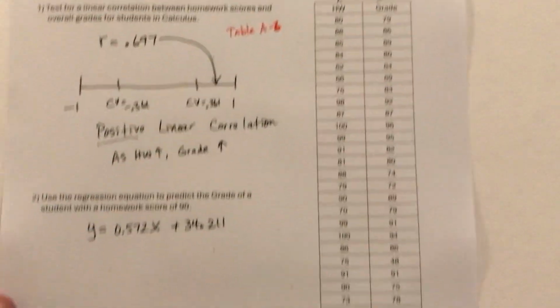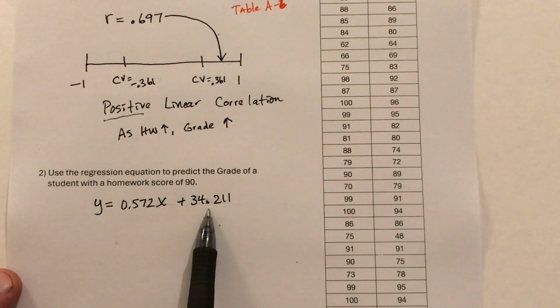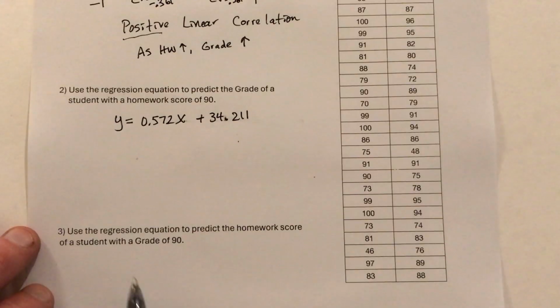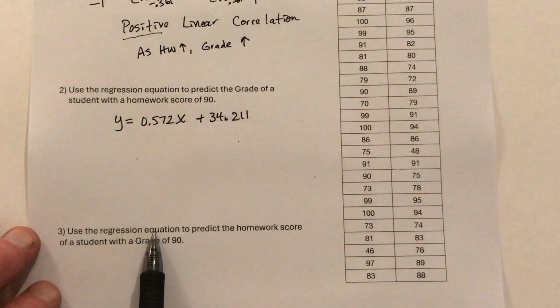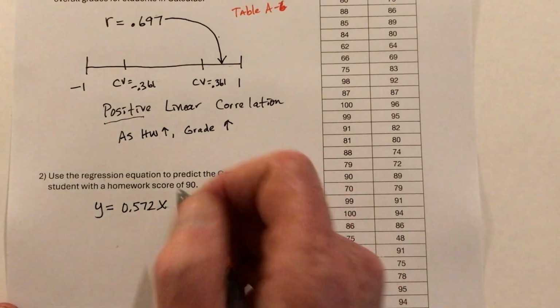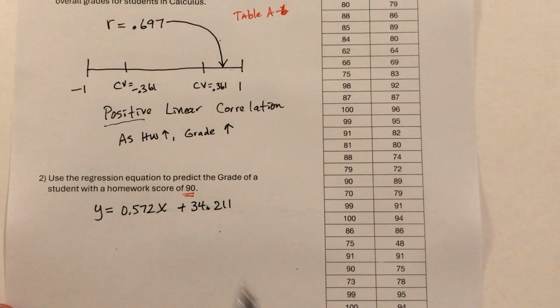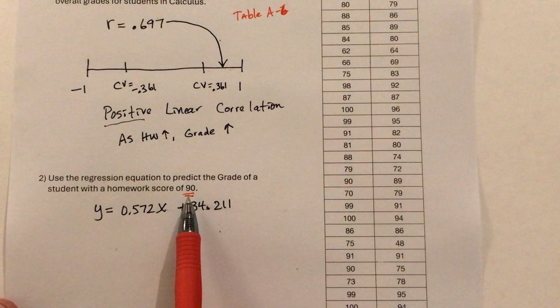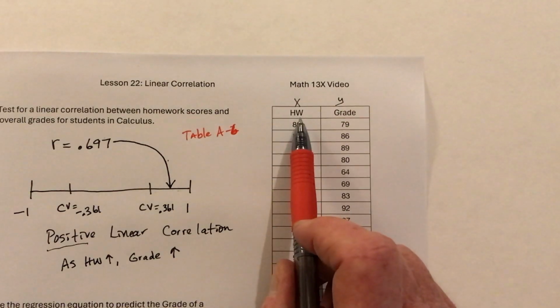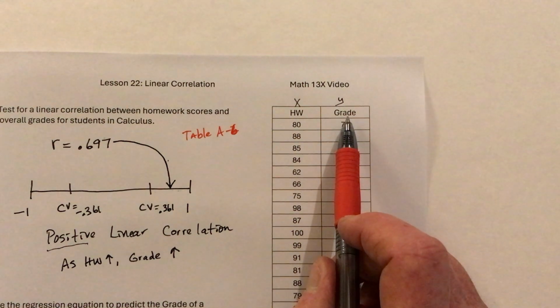And now on to number 2. So use the regression equation. So that's going to be this one. And we're actually going to do it for 2 examples. Use the regression equation. Because sometimes when you're given a number, that number stands for X, and sometimes that number stands for Y. So that's why I labeled this, that homework stands for X, and their overall grade stands for Y.